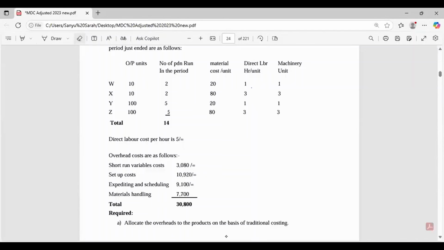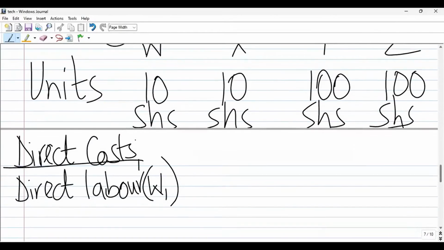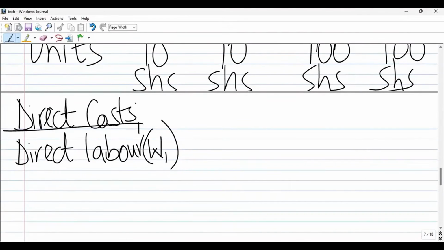So I hope everyone has understood that. So now we need the labor cost. They told you that the direct labor cost per hour is 5 shillings, meaning that when I need to see the cost for product W, the labor rate is 5 times the number of hours.